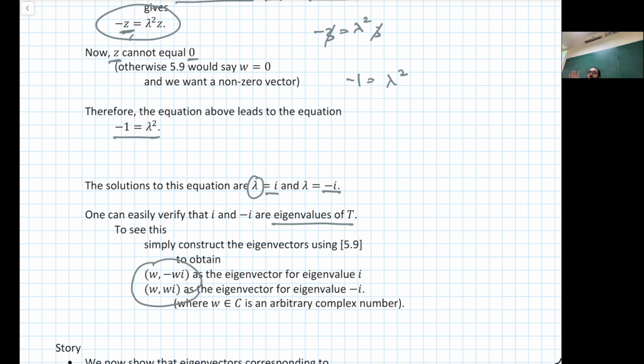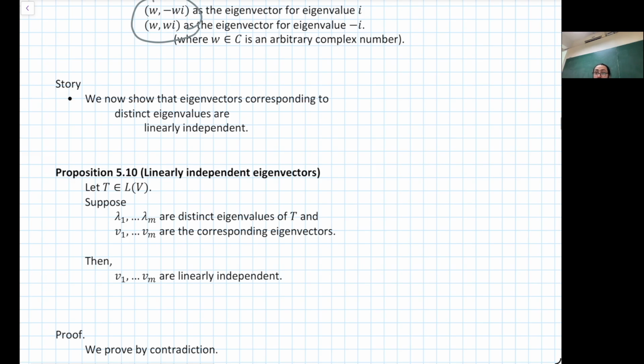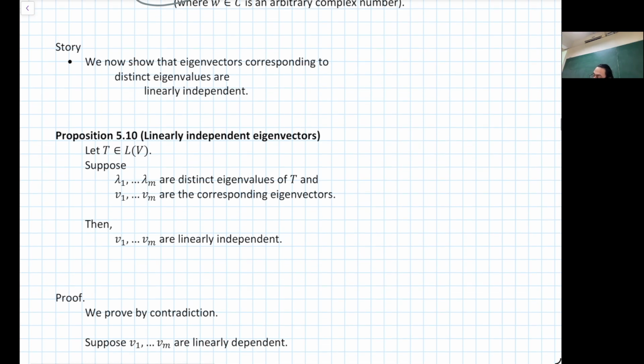Okay, so you should be very happy at this point. You learned something very new. All right, so let's continue. We now show that eigenvectors corresponding to distinct eigenvalues are linearly independent. Now we're combining all the concepts we've learned. We've learned linear independence, we've learned null spaces. Now we're combining them to understand the structure of the operator using eigenvalues. So if there are distinct eigenvalues, then the corresponding eigenvectors have to be linearly independent.